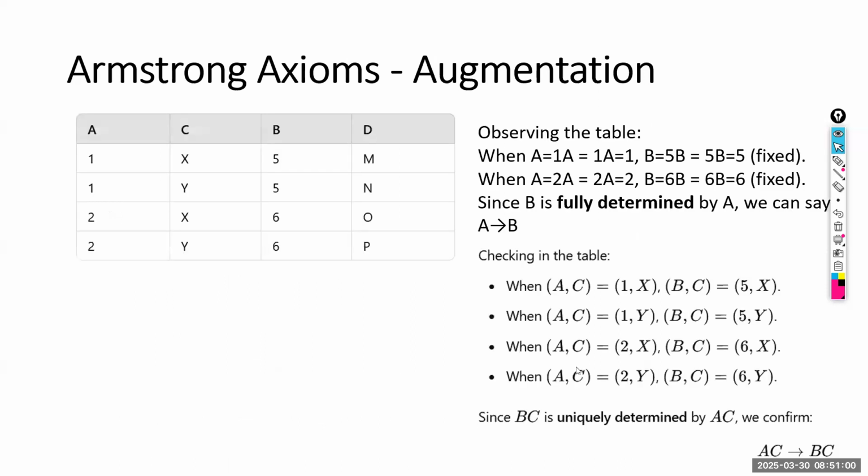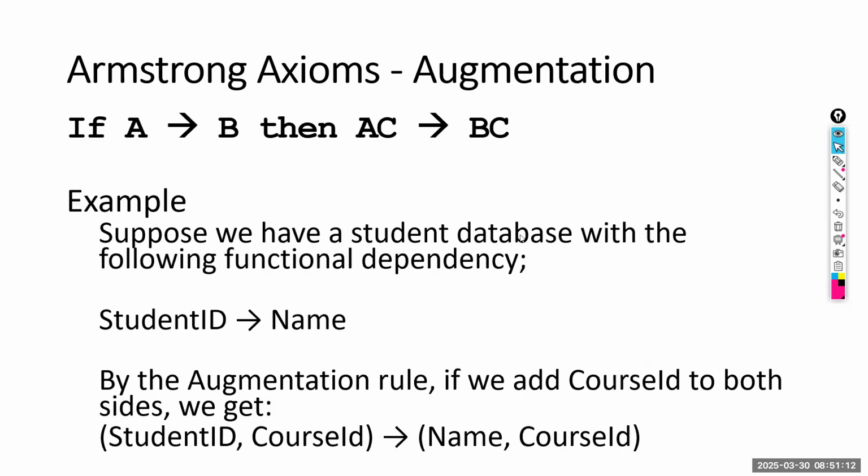So this is another example. See whether you can understand this. This is with a database table. What does augmentation say? If A determines B, then AC determines BC. Okay. It doesn't say that AC determines B. Okay. That is not correct. AC determines BC.